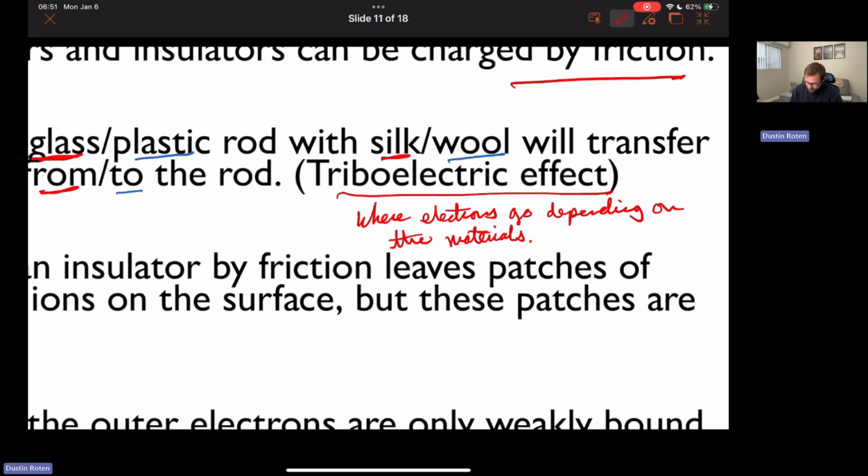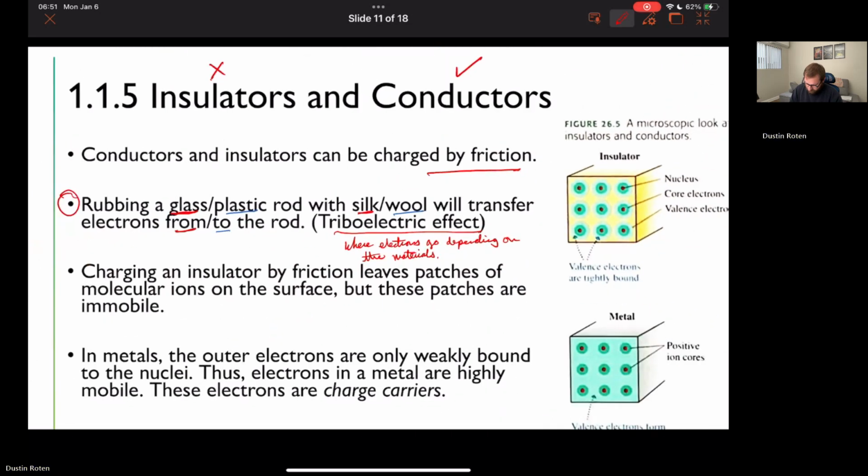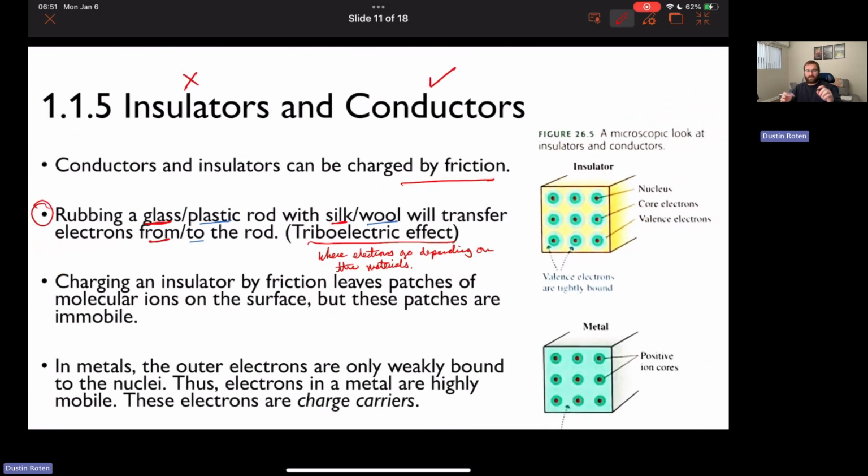So, I mean, this sentence here basically shows that in some situations you can have electrons go to the rod. In other situations, you can actually take them away. So the lab that you'll be doing this week actually has some components dealing with the triboelectric effect.